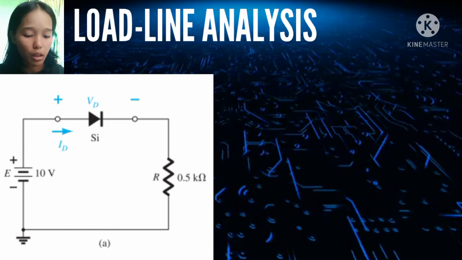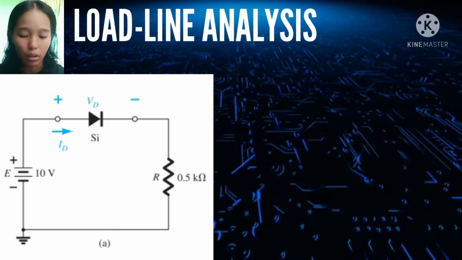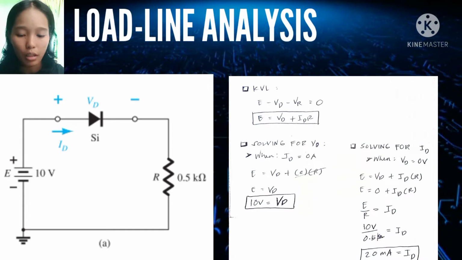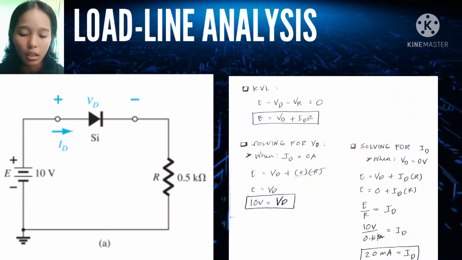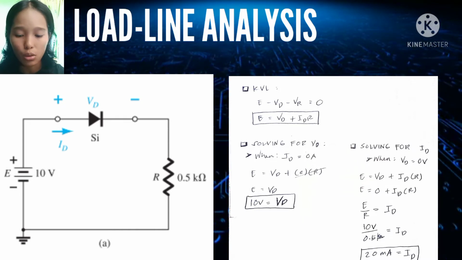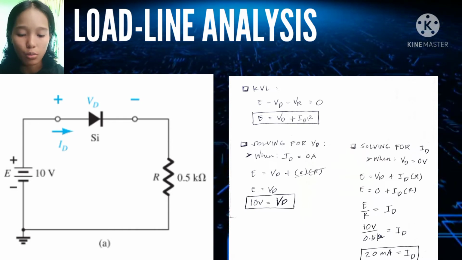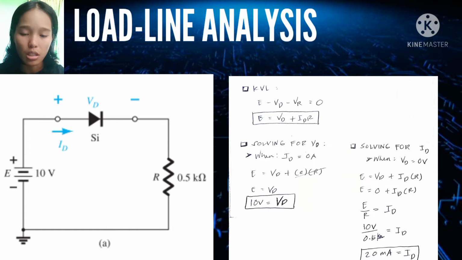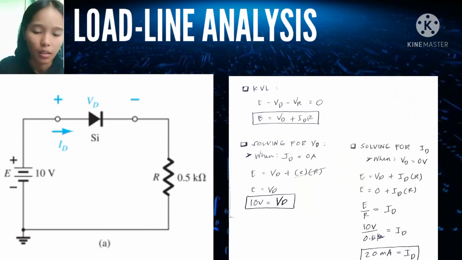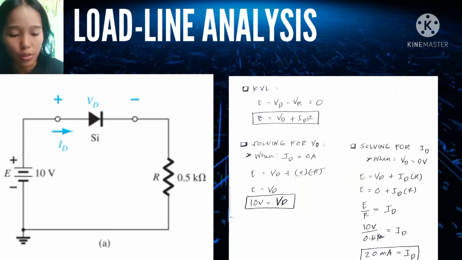So we're going to write the KVL first. Kirchhoff's voltage law gives: external voltage E minus VD minus VR is equal to 0. Therefore E is equal to VD plus IDR, because voltage is equal to current times the resistor. Now let's solve for the VD and ID.